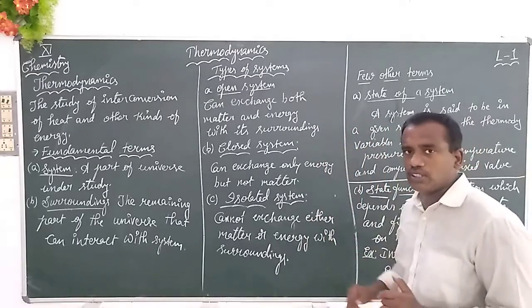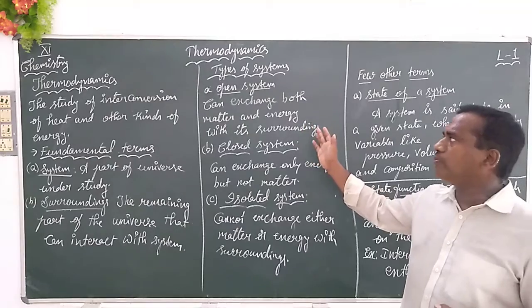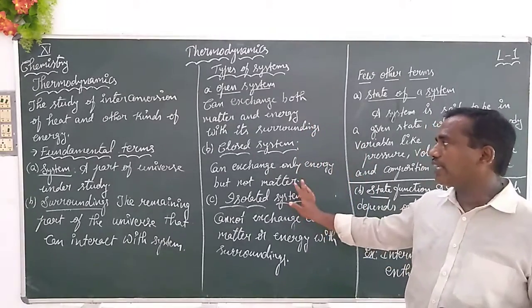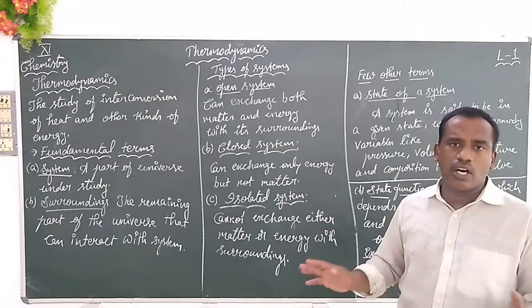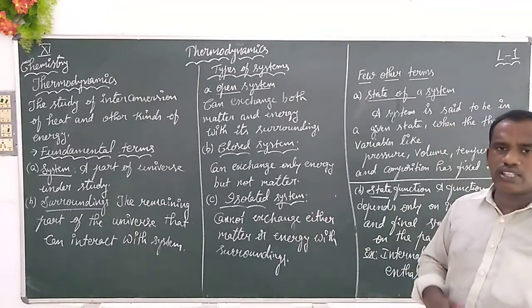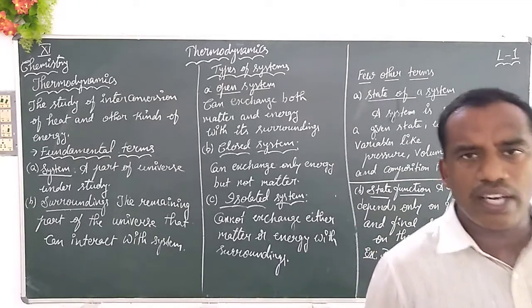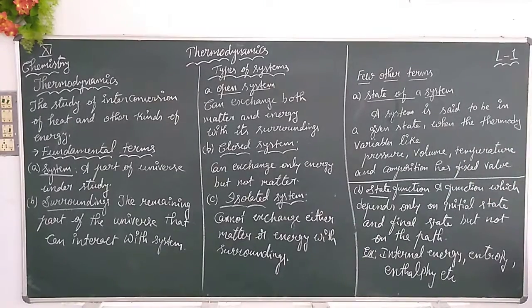Or you can see the types of systems. An open system can exchange both matter and energy with the surroundings. But what is a closed system? It can exchange only energy but not matter. What is an isolated system? It cannot exchange either matter or energy with the surroundings. Write down these points, children.